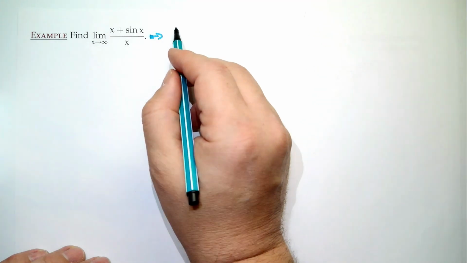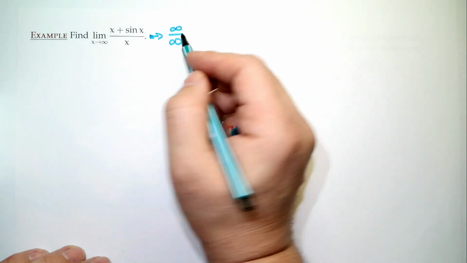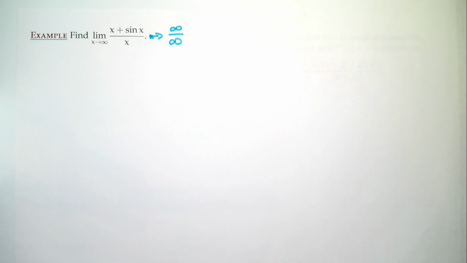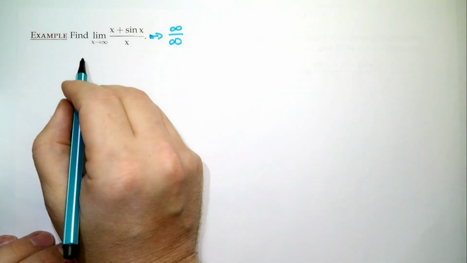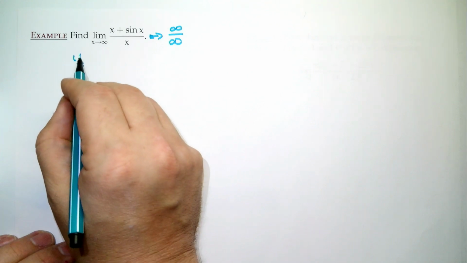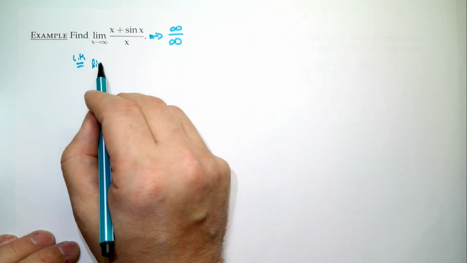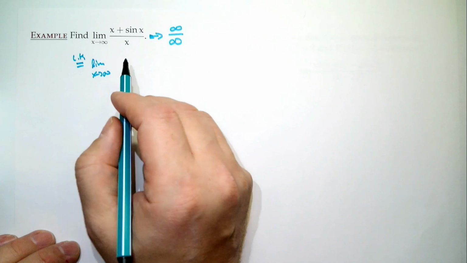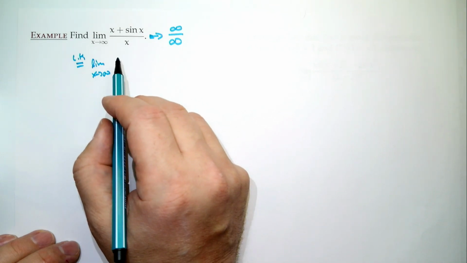So this is going to infinity over infinity, because the sine never really changes much. If I have a huge number plus something small between negative 1 and 1, the result is going to be a big number. Okay, so what can we do? Limit as x goes to infinity of what's upstairs?